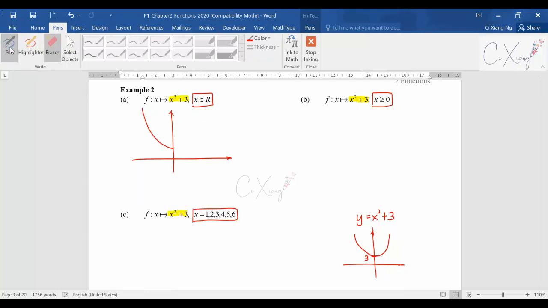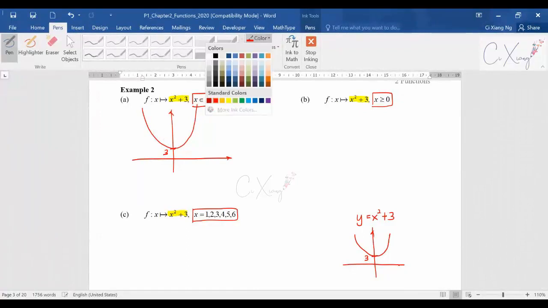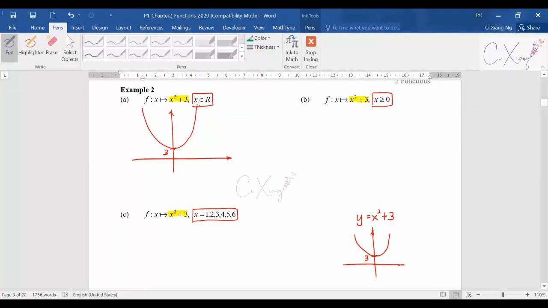So you draw a U shape. Sorry, my graph is not symmetrical. I try my best, but you try to make it as symmetrical as possible. This value is 3. And when they said x is an element of real numbers, that means you draw it from the left to the right hand side, the whole part of the graph. So this is the shape for x squared plus 3 when the domain is the real numbers.